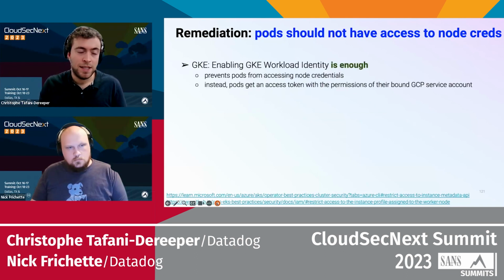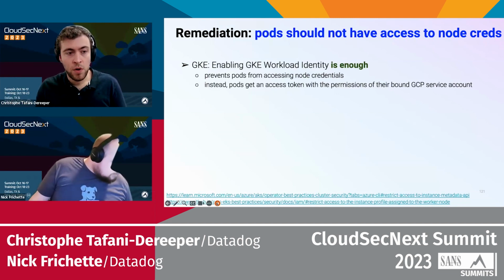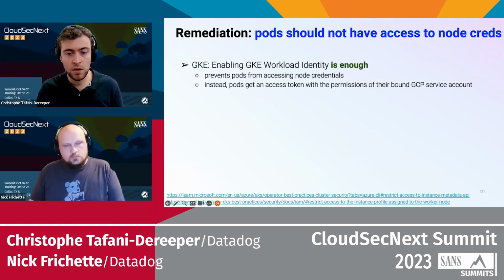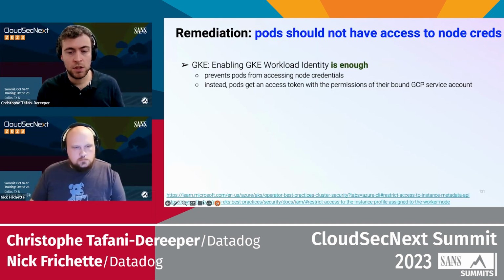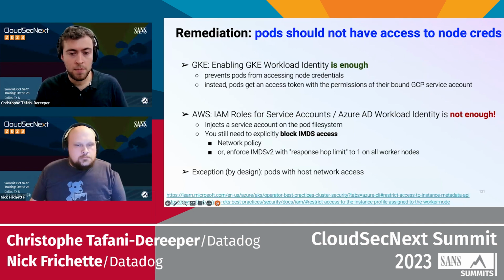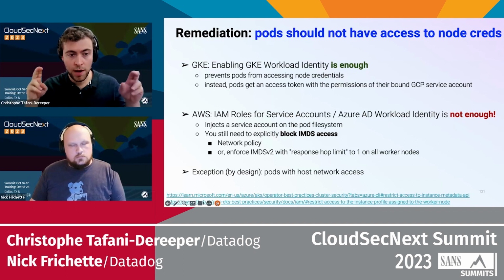In practice, this means that in GKE, you need to enable workload identity, which is sufficient. So if you do that, the pods can still talk to the IMDS, but they will get back credentials that are scoped to their own permissions, not to the nodes. And on Azure and AWS, you need to explicitly block access to the IMDS. So these are two features that we'll see next, but enabling IAM roles for service accounts or Azure AD workload identity is not enough because it will add things to the pod file system, but it's not going to help blocking access to the IMDS. So this is the TLDR of this talk, basically do that.